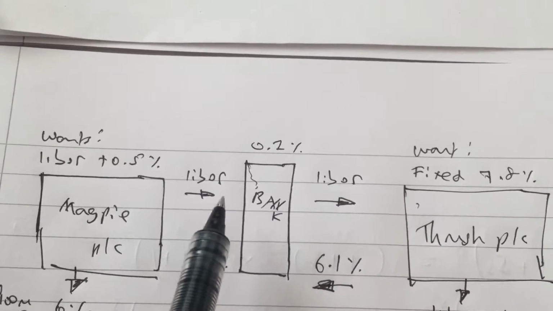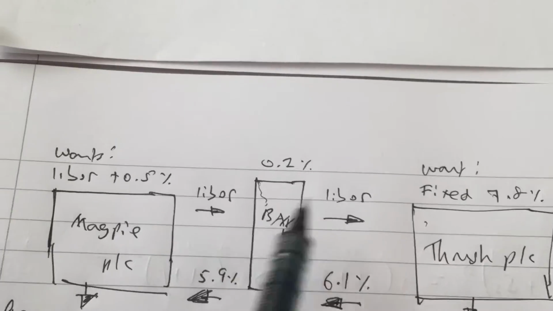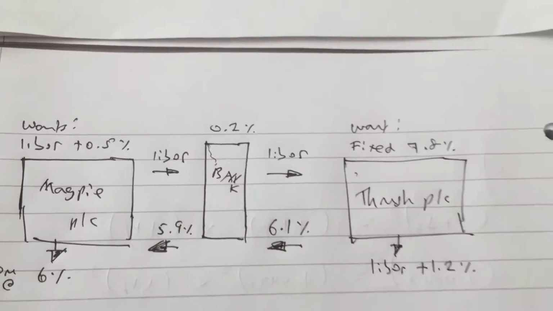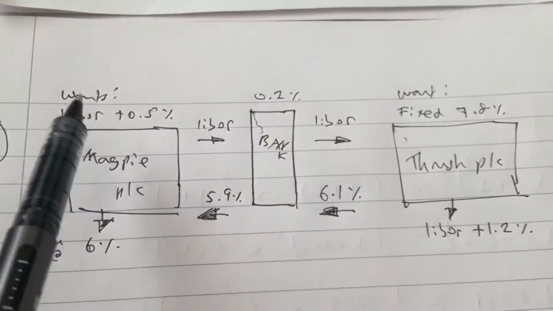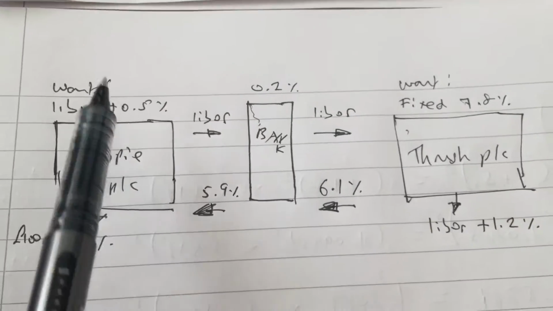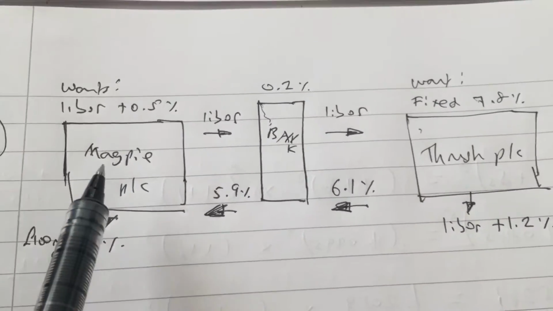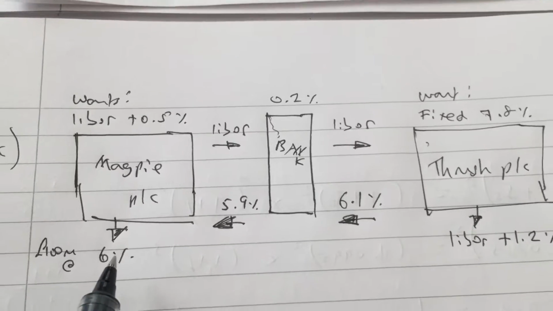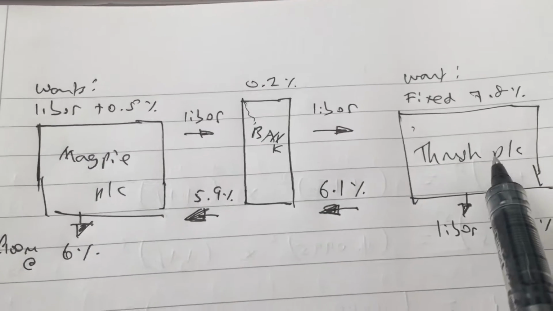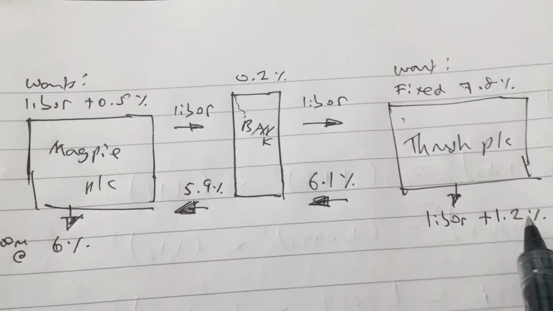So Magpie is paying the bank LIBOR. We don't know what LIBOR is, it's unknown. And the bank is paying Thrush LIBOR. That's it. So this is basically your diagram. This is all you have to draw. What do they want? What does Magpie want? What does Thrush want? What are we forcing Magpie to do? We're forcing them to borrow at 6 because it's cheaper. We're forcing Thrush to do the different one, the LIBOR, the floating rate, okay?